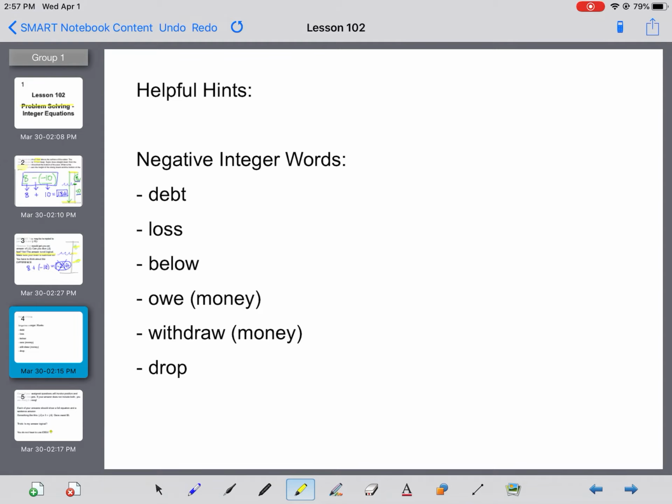And then another quick review, some helpful hints, some reminders of negative integer words. As you are reading your word problems, if you see words like this, debt, loss, below, owing money, withdrawing money, a drop, something going down, think to yourself, I need to represent that with a negative integer.